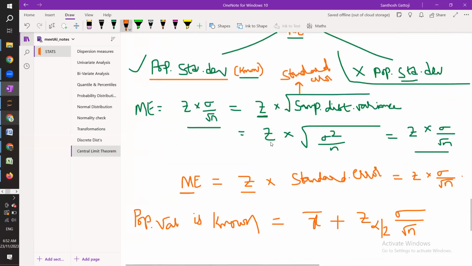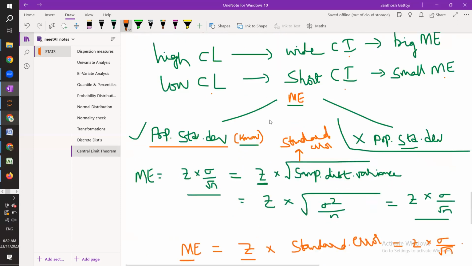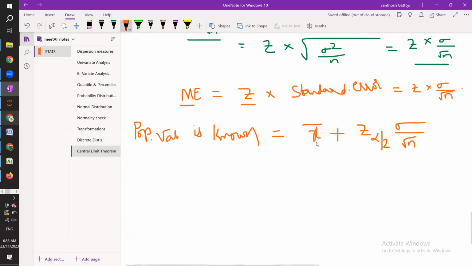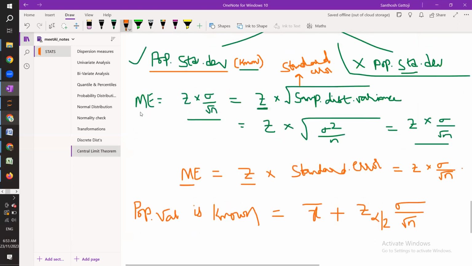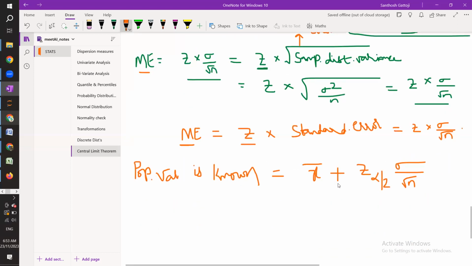Now what is our point estimate? The point estimate is our sampling mean, and that is x bar. And what is the margin of error? The margin of error is z into sigma by root n, and you are doing plus or minus z into sigma by root n. We will see what alpha is. This formula, sampling mean, which is also the point estimate, plus or minus z into sigma by root n, is used when you know the population variance.